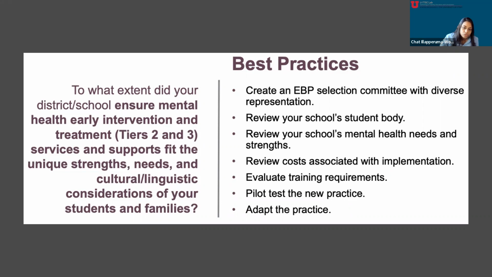Adapt practice to fit your school population's unique considerations. There are certain interventions that give you the flexibility to adapt, to fit not only the needs of the students, but also the population that you're working with. So very briefly, these are some best practices in consideration of cultural, linguistic, and economic differences.